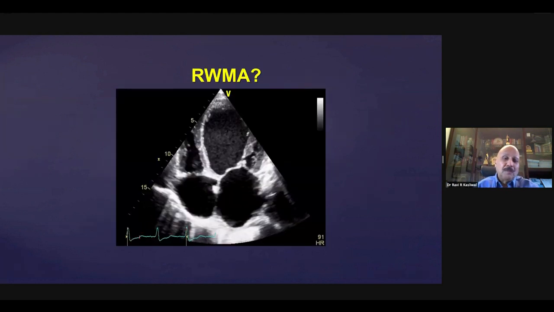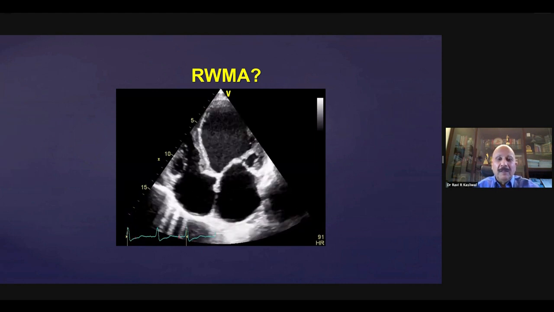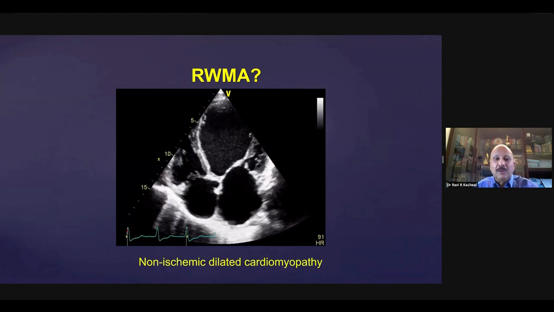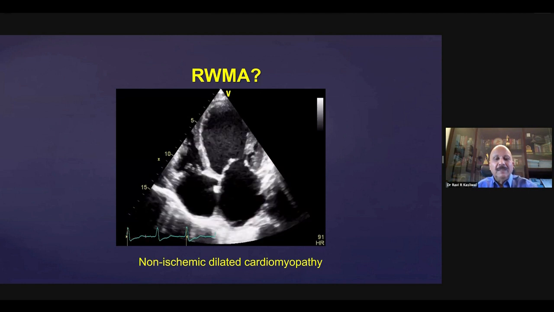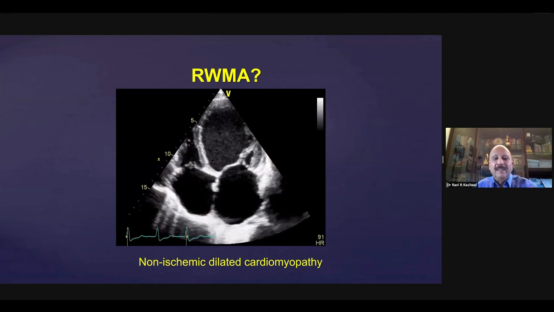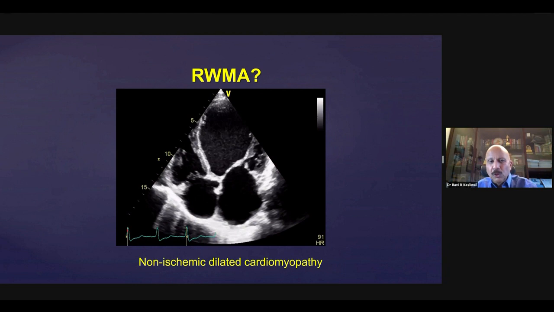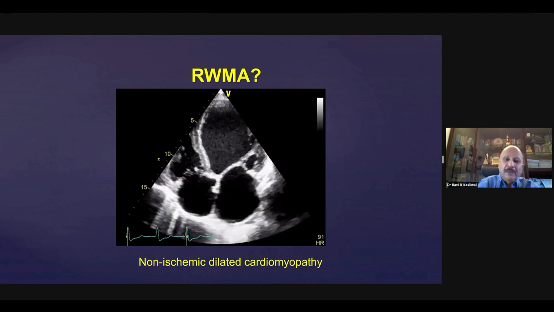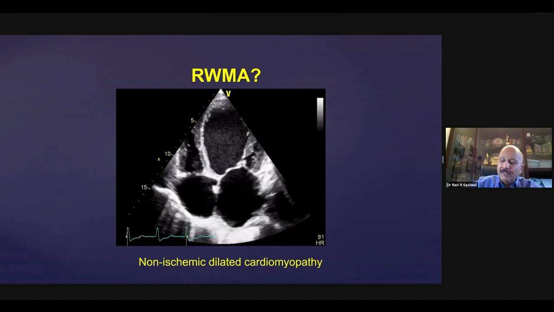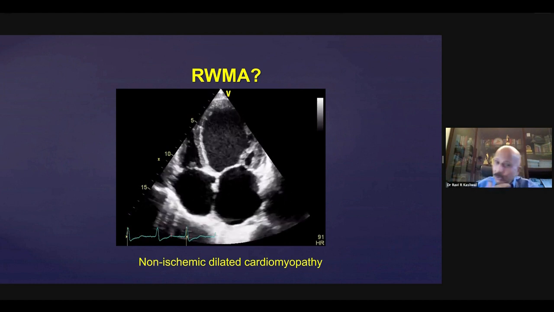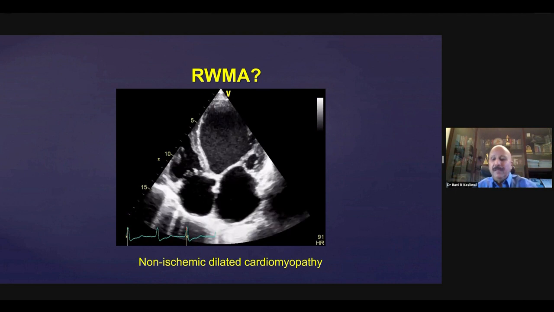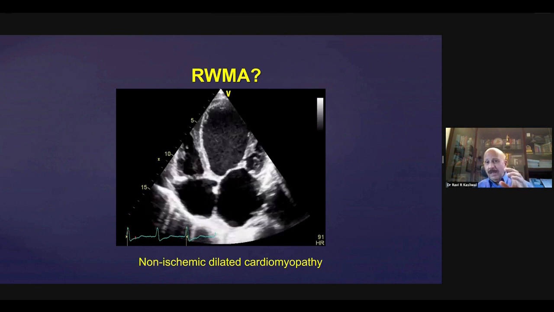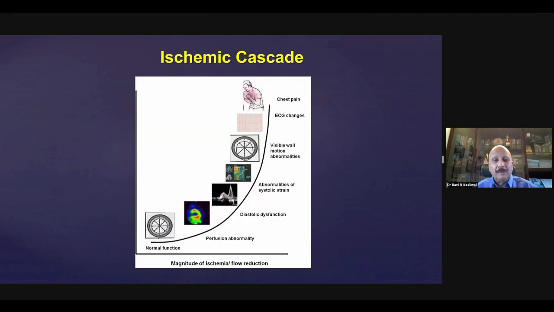And of course, here is an example. This does show some regional wall motion abnormalities, but this is non-ischemic dilated cardiomyopathy. So within a span of 8 minutes, we have said that, okay, you can have regional wall motion abnormalities, which are synonymous with CAD, but also keep your eyes open. It can be several other things. So expertise in picking up these things is very, very important.